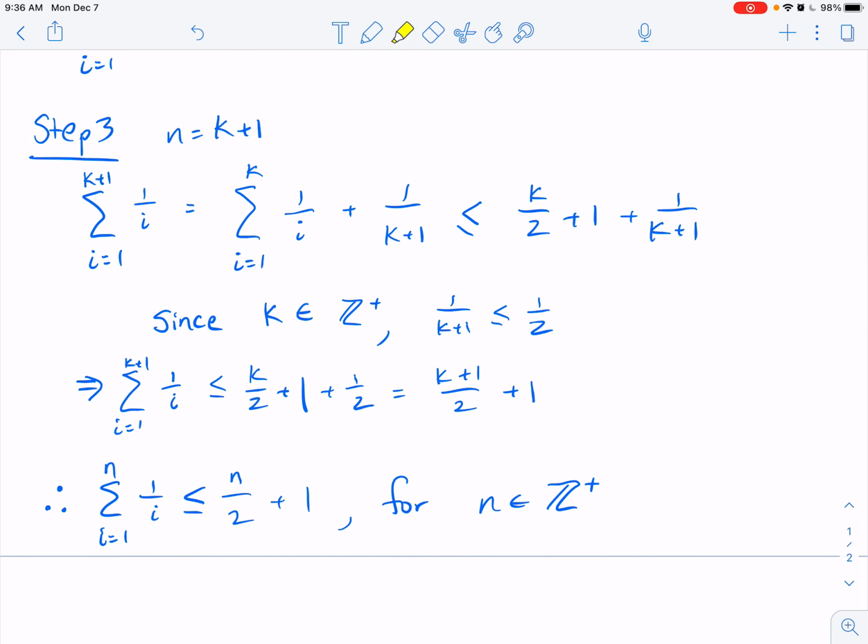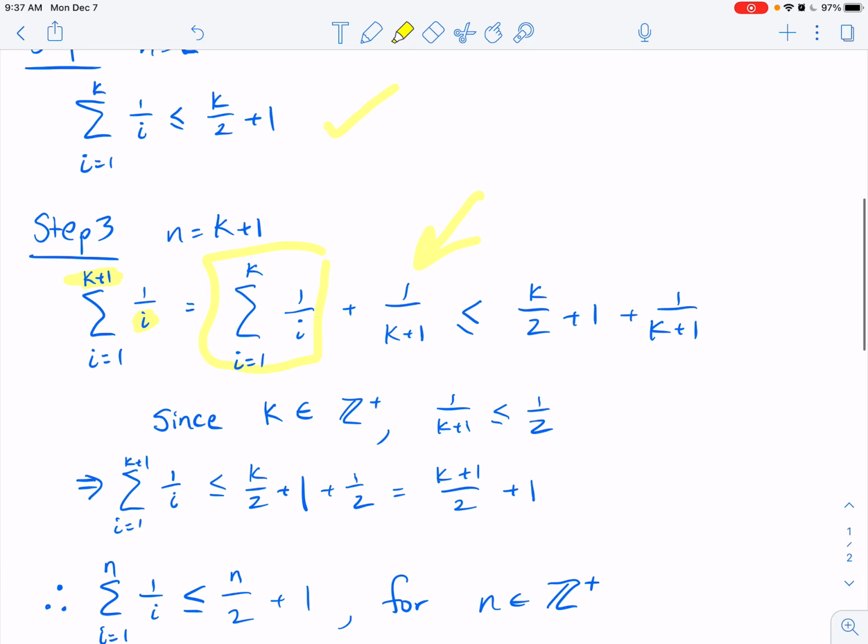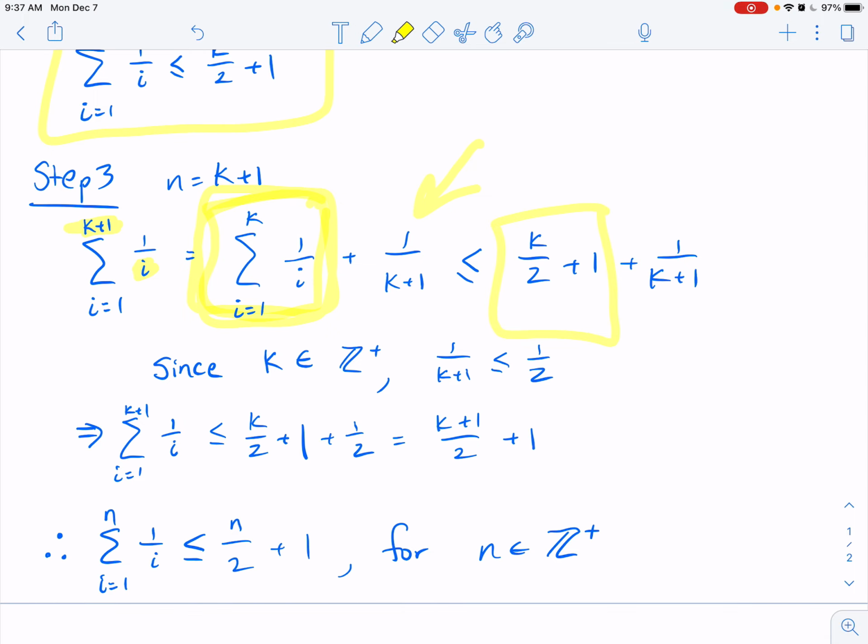So what we have here is the sum of the first k plus 1 terms would be the sum of the first k terms plus the k plus 1th term. When I plug in k plus 1, I just get 1 over k plus 1. Then the sum of the first k terms, we wrote that down in step 2. So this summation part is going to be less than this part right here. Therefore, if this box is less than that box, then we're just adding this on to both of those.